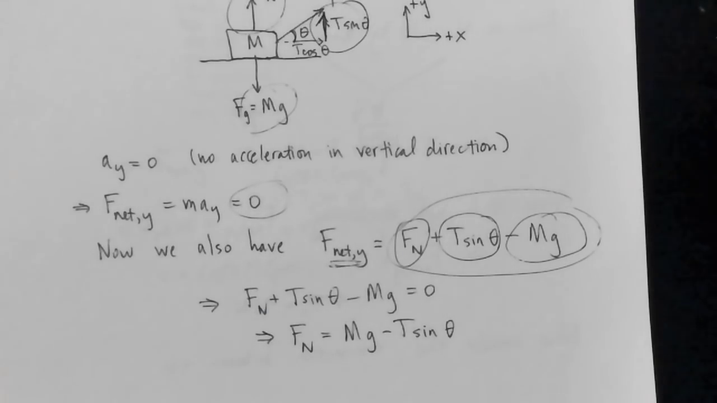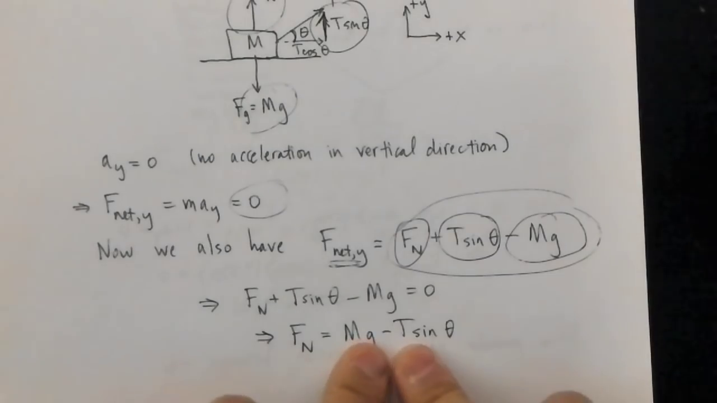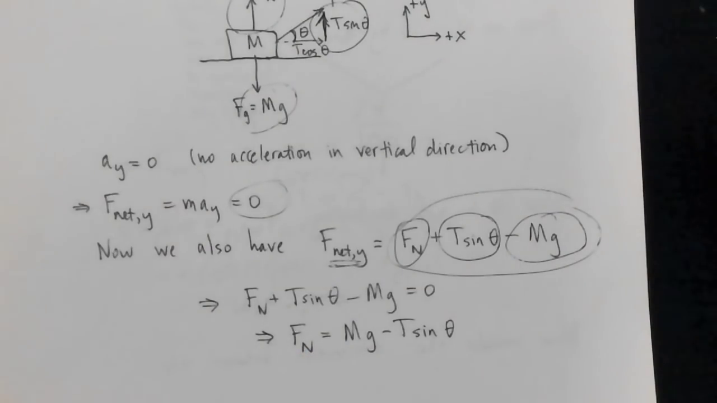Okay, so let's suppose you're asked a question. If I was to compare Fn with mg, is it greater than, less than, or equal to mg? Does everybody see that? It's less than, right? Because you start off with mg, you subtract something that's positive, it's got to be less than. Suppose I ask the question, what is Fn compared to mg minus T? Would it be less than, greater than, or equal to?